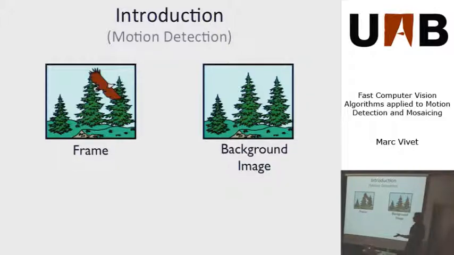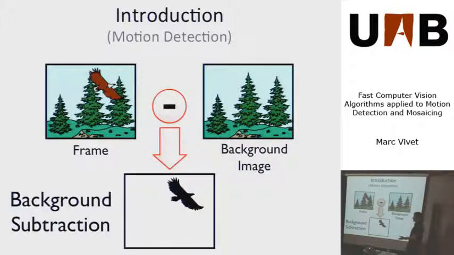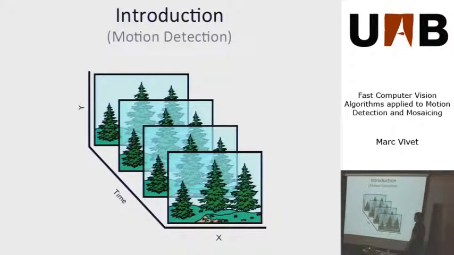One way to obtain this motion mask is to generate a background image and then subtract this image from the current frame, and the regions with high difference are selected as regions with motion. This kind of technique is called background subtraction. So now the problem is how do we construct this background image?